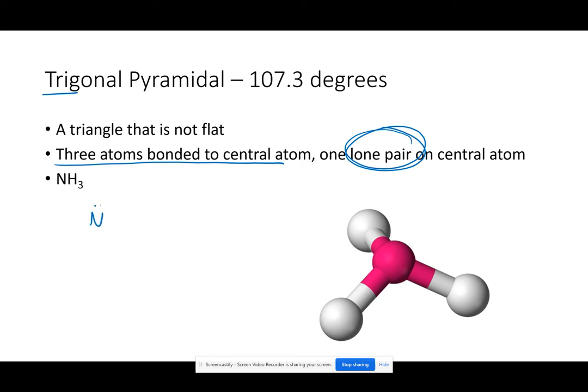So ammonia usually gets drawn like that, but in actuality, that lone pair is going to repel those bonds, and so it doesn't form like that. It forms with the lone pair on one side and the bonds on the other side. And so it's not flat. If you look at the 3-dimensional picture, you can see it's like a little tripod. It's got three little feet on the ground, and then that middle part is sticking up.